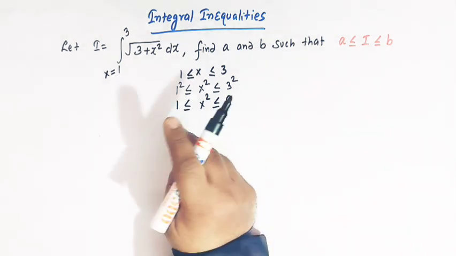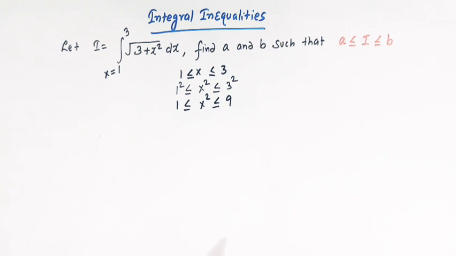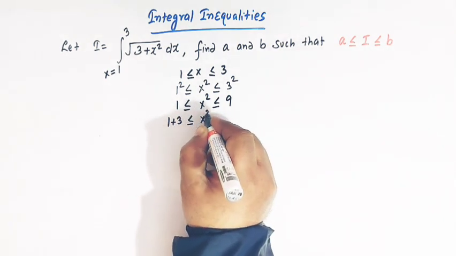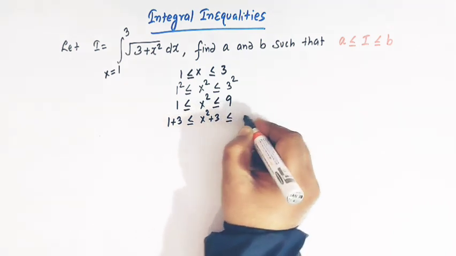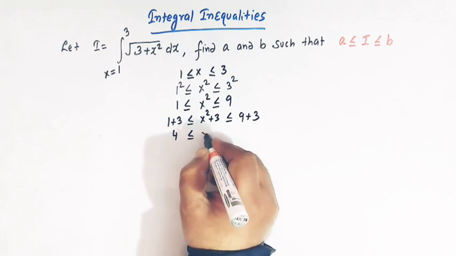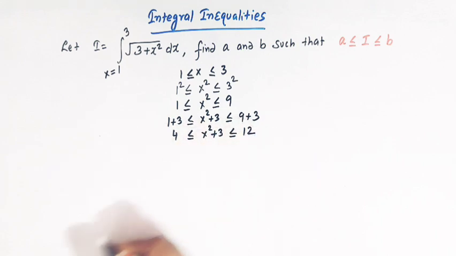Now what we will do, we'll add 3 throughout this inequality. So we'll get 1 plus 3, and here we get x square plus 3, then here we have 9 plus 3. So this is 4, this is x square plus 3, and here we have 12, right?